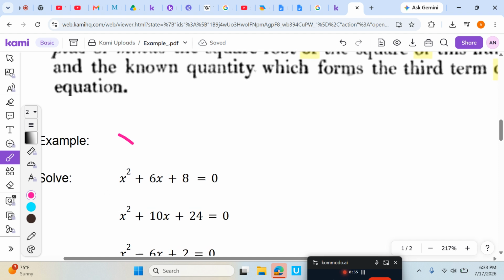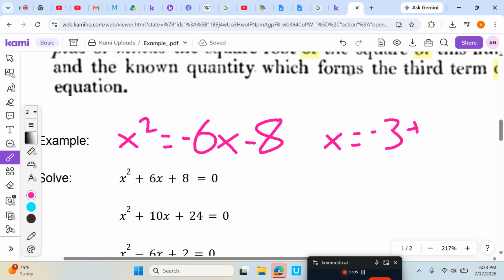So I'm going to make this x squared equals negative 6x minus 8. And according to the formula, we just do this. So I know my roots are going to be x equals negative 3 plus or minus that squared. What's negative 3 times negative 3? It's 9. Then I just attach the constant minus 8. So look at that. It's negative 3 plus or minus the square root of 1, which is just 1. So that's how I know my answer is negative 4 and negative 2.